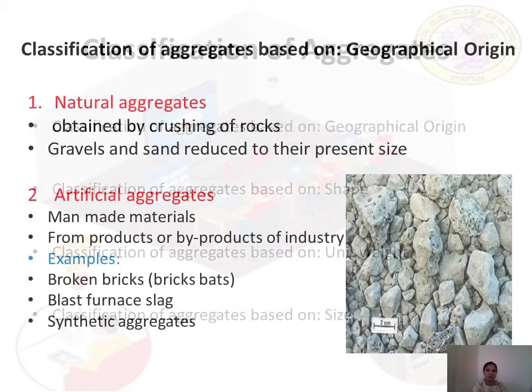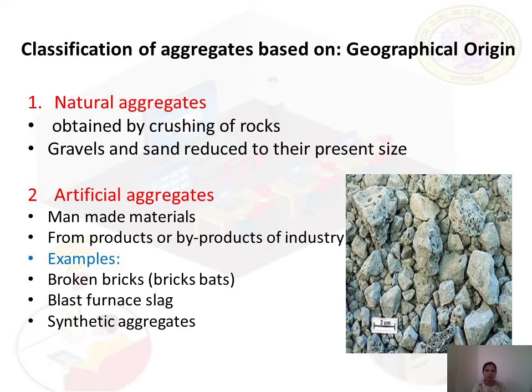Let's move on to the first one, that is aggregate classification based on geological origin. There are two different types of aggregates, that is natural aggregates and artificial aggregates. Based on its geological origin, there are two aggregates, natural aggregates and artificial aggregates. Natural aggregates are obtained by crushing of rocks, from crushing of igneous rocks or crushing of sedimentary rocks or crushing of metamorphic rocks.